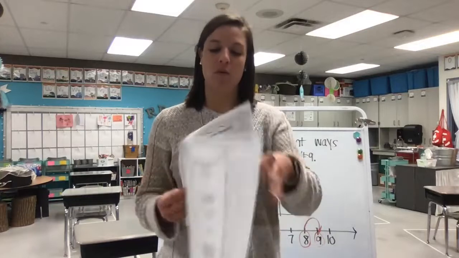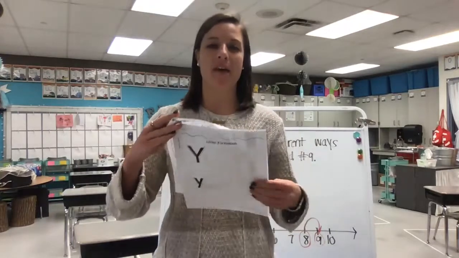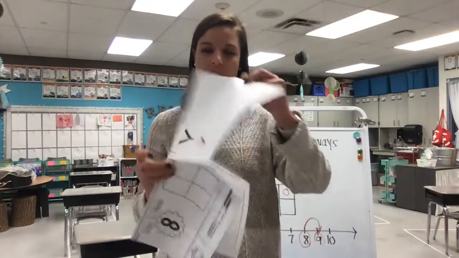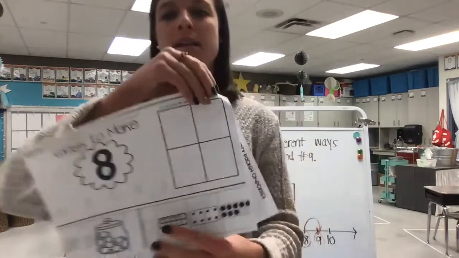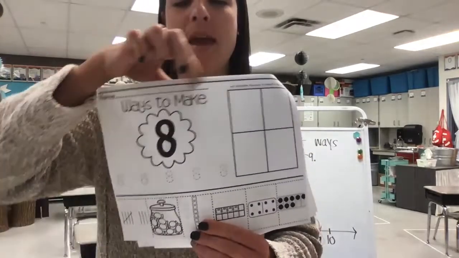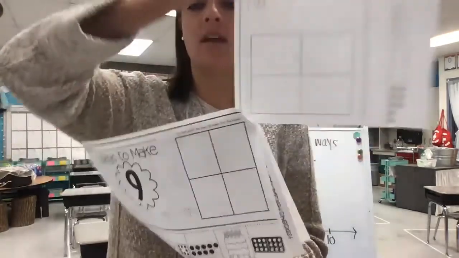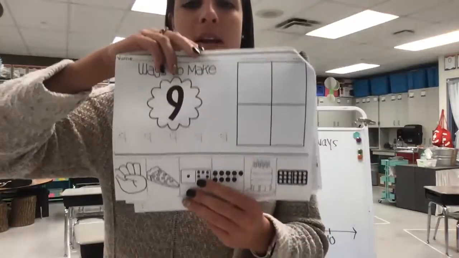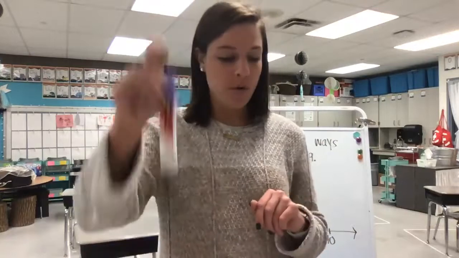Today for math, you will need your two math activity sheets in your packet for today. One of them is titled Ways to Make 8, and the other one is Ways to Make 9. You will also need something different that we haven't used yet, at least for math: some scissors, glue, and a pencil. So go ahead, pause the video, and grab the materials that you need.